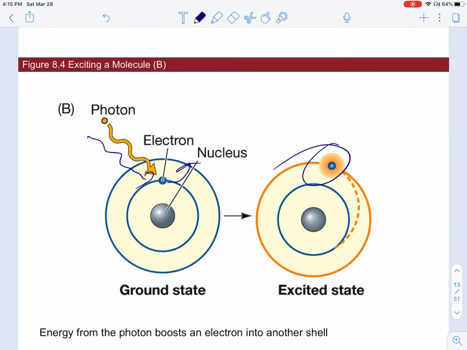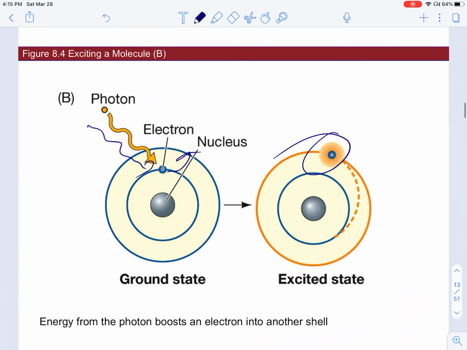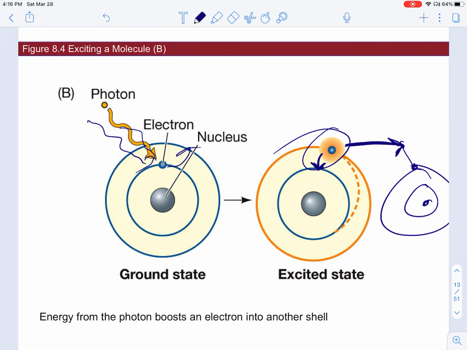Now, there are actually two fates for this electron. It can either go back down to its ground state, right? Or it can be passed to another atom and activates that one. So the energy can be passed to another atom. You can have a photon of light that activates an electron, but then that electron just goes right back to its old state. Now that is a wasted energetic process. Nothing really goes from that except what we call phosphorescence.